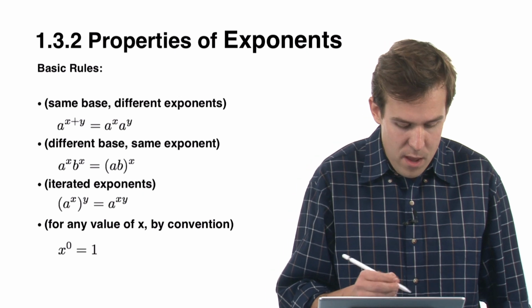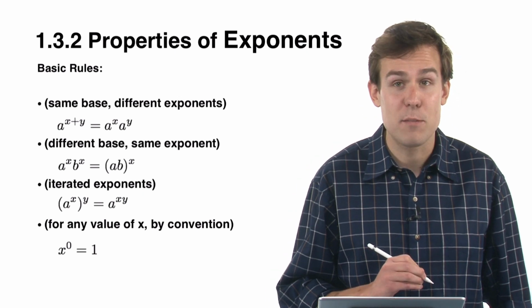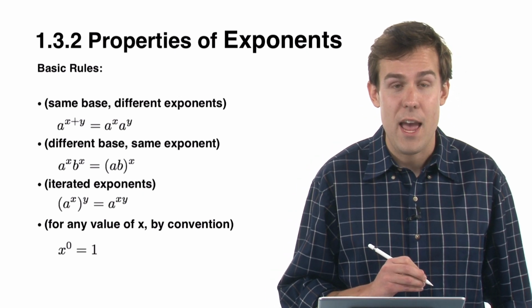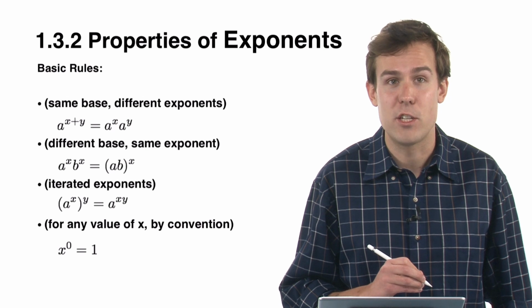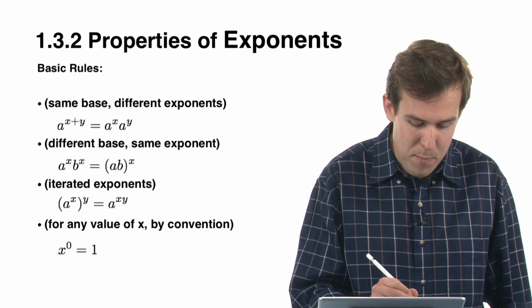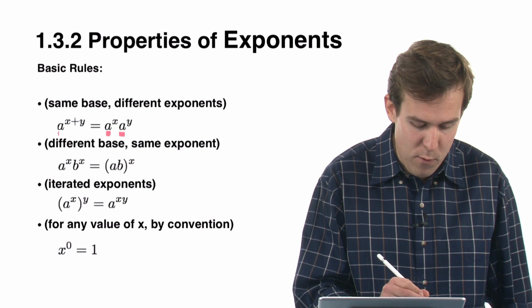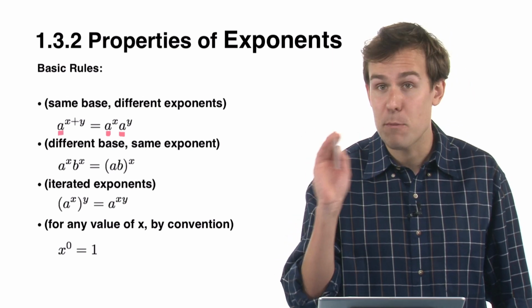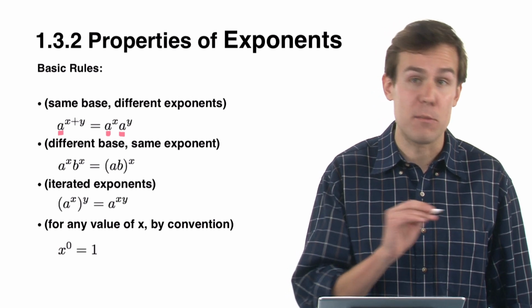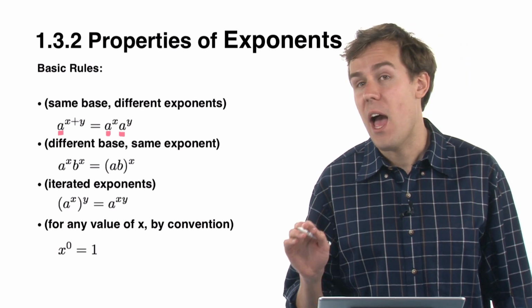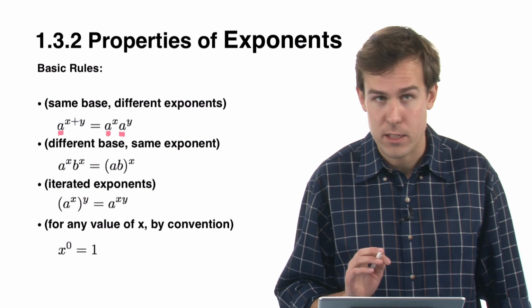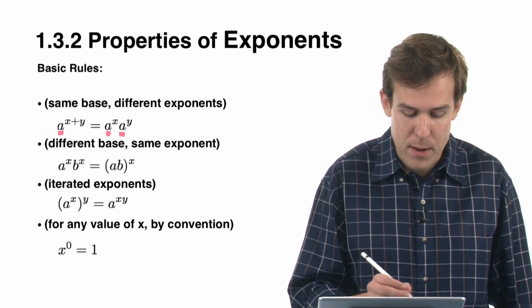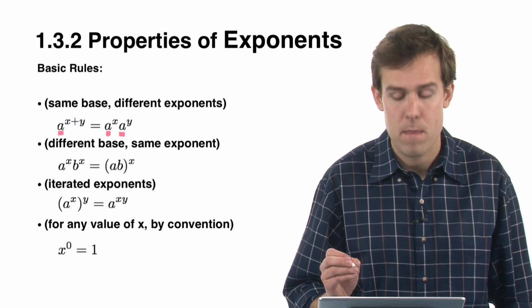We have a to the x plus y equals a to the x times a to the y. So here the base is the same for everything. It's all base a, but the exponent varies. I have x plus y on the left, x and y separately on the right. So this is the rule for same bases, different exponents.